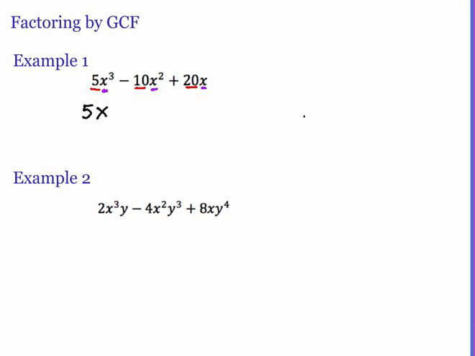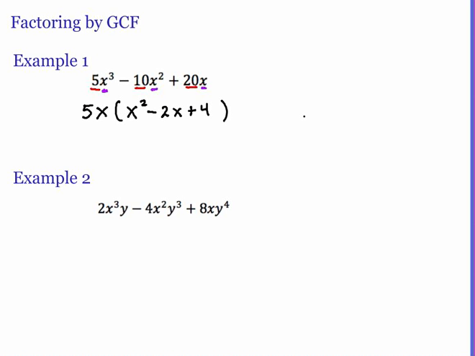Now you just want to go term by term and divide each term by the GCF to fill in the parentheses. So in the parentheses, I'll have 5x to the third divided by 5x, which is x squared, negative 10x squared divided by 5x, negative 2x, and positive 20x divided by 5x would be 4. So there you have 5x times the quantity x squared minus 2x plus 4 would be the solution by GCF.